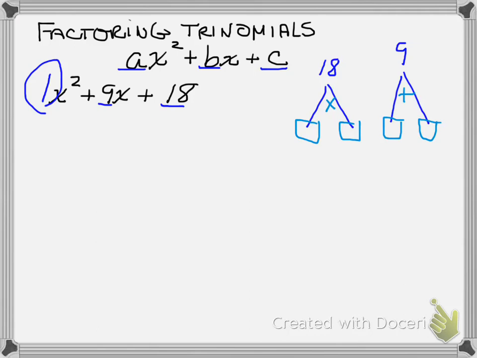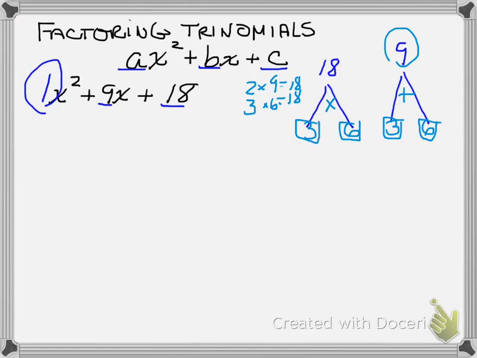So think about what numbers you can multiply together that will make 18. For example, 2 times 9 equals 18. But then when we add up the 2 and the 9, we get 11, and that's not what we want. We're looking for a 9. Another combination we might try is 3 times 6. Well, 3 times 6 is equal to 18, and 3 plus 6 does add up to 9. So those are the two numbers that we want, a 3 and a 6, and they work in both of our little trees.